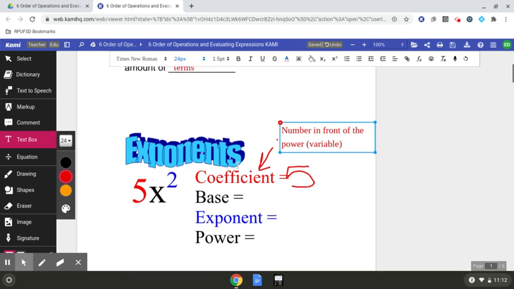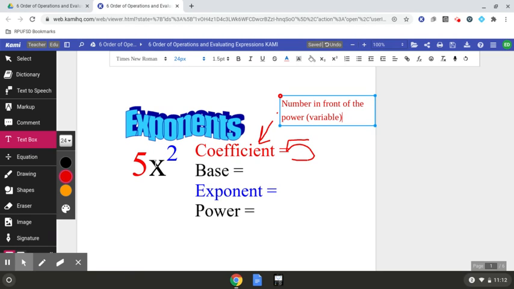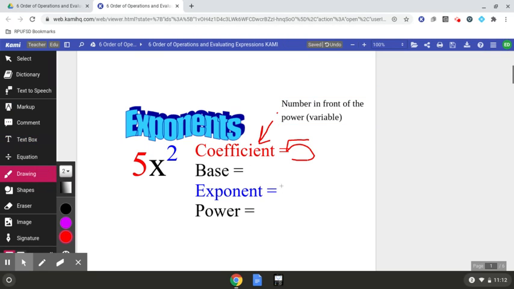So that's the coefficient. The base is the bottom number or term, and in this case, that would be x. So it's this black x. The exponent is what's in blue. That's how many times we're multiplying the base. And then the power is this whole thing. Notice I did not include the coefficient because the power is just the base, the x, and the exponent put together. It is not the coefficient.